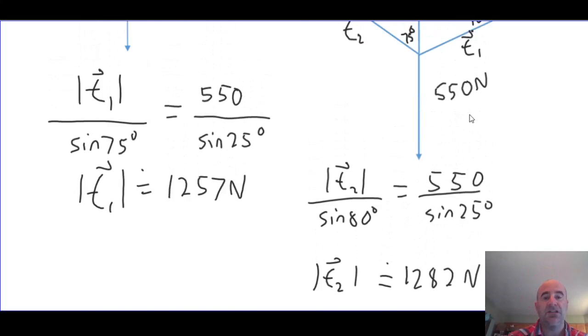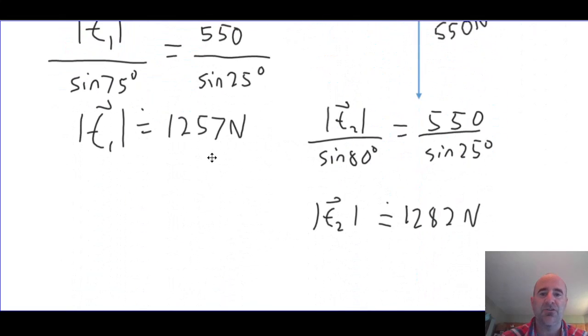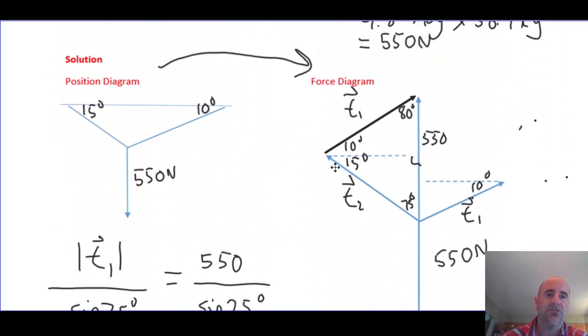So sure enough, the tension in the wire on the left, called T2, is a little bit stronger than the one on the right. And there's the answer to that question.